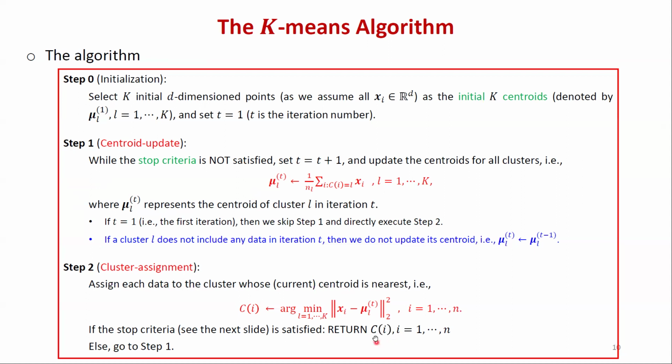And the return CI means, for each data point, I'm going to return the corresponding final cluster. That's it. Again, we just iterate these two steps. Update centroids for all clusters, and then assign, based on the current centroid, which centroid each data point I should belong to. Be careful here, the centroid is already updated, so it's not going to be a dead loop.